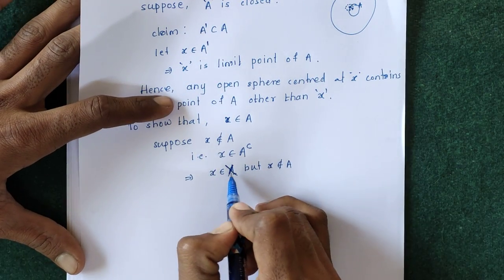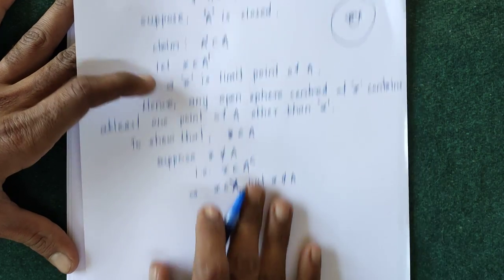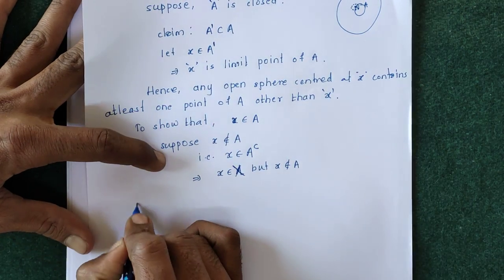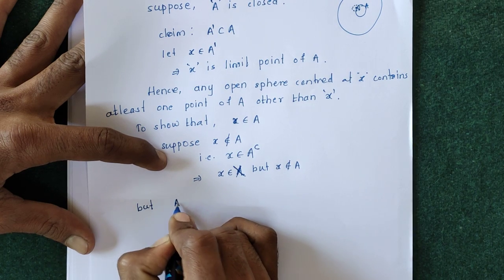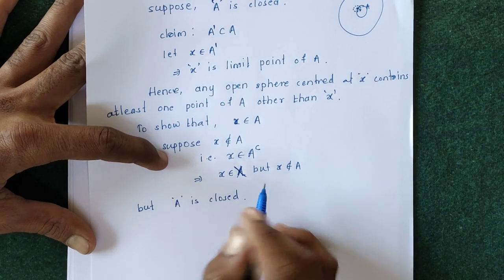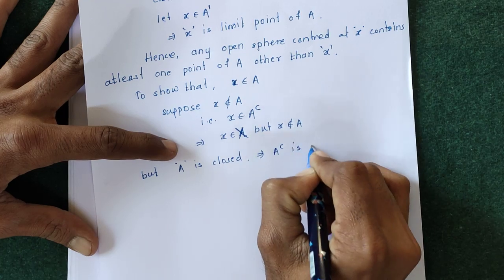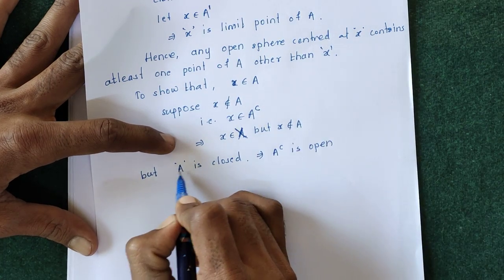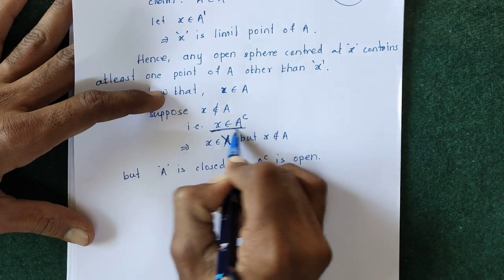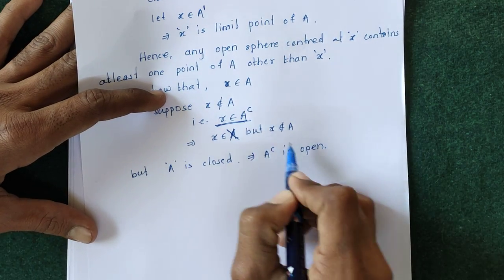Now, this x belongs to A complement, and our supposition is A is a closed set. A is a closed set means A complement is open. This implies A complement is an open set. We say that set A is closed whenever its complement is open. Now, x belongs to A complement, and A complement is an open set.